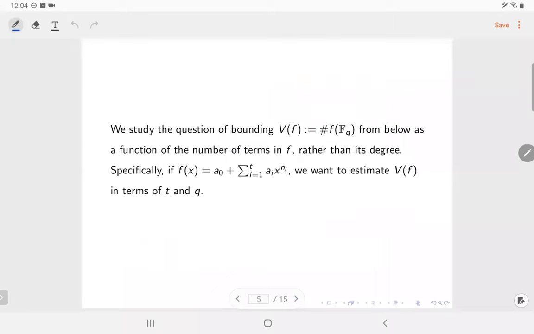But we want to look at a slightly different problem. We want to look at polynomials that are sparse. Sparse is, I guess, in the eye of the beholder, but what I want to do is look at a polynomial of this shape. It has t terms, or, well, there's a constant term, but the constant term doesn't matter, so there are t non-constant terms. And I want to estimate V of f, remember, the cardinality of the image, in terms of the number of terms and q. So q has to be in there, but I want to find estimates that depend on the number of terms and not on the degree.